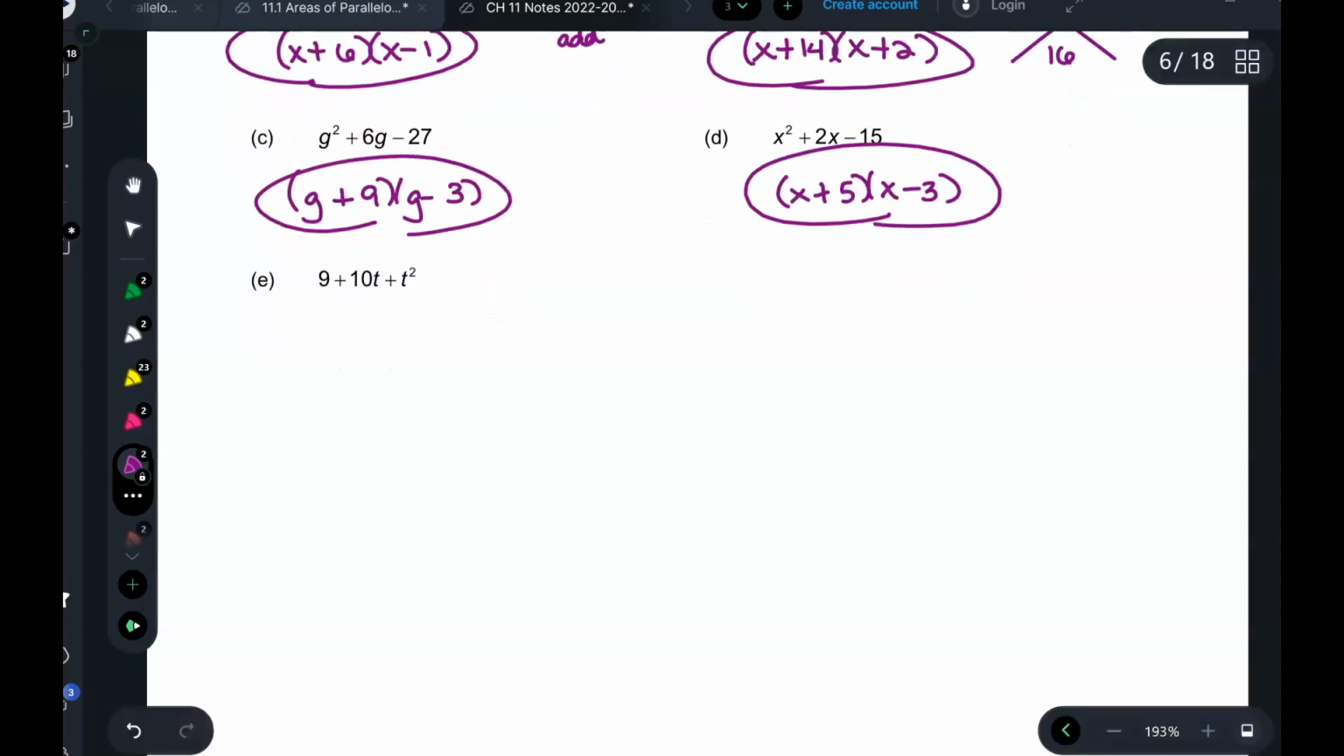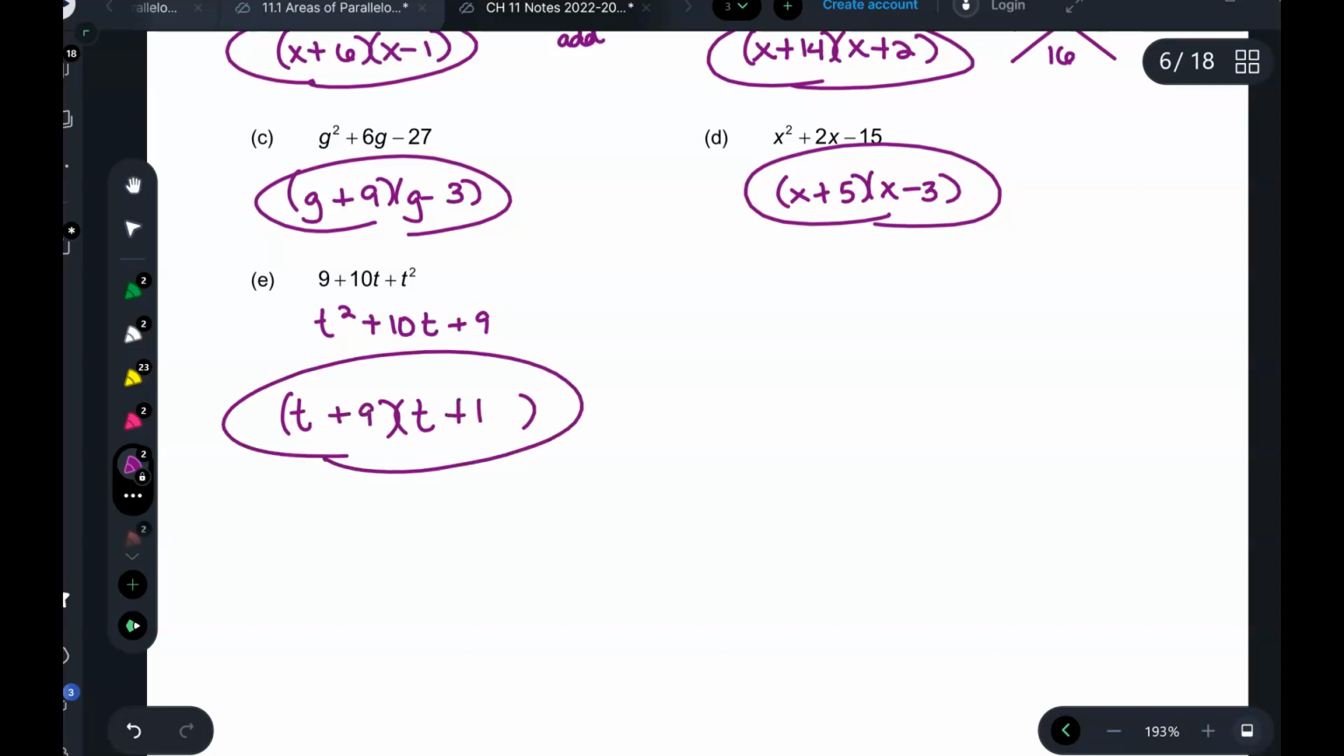Now, the next one. Can you just change the order? If you don't like the order, you can definitely change it. You don't have to. But since they're all pluses, I probably would. What two numbers multiply together? 9 and 1. This was too easy.